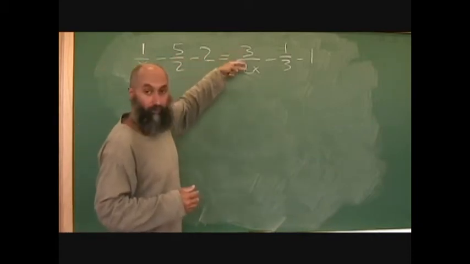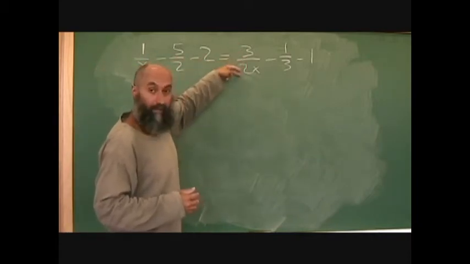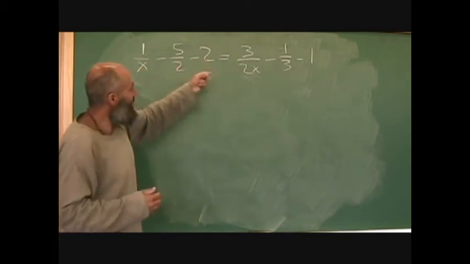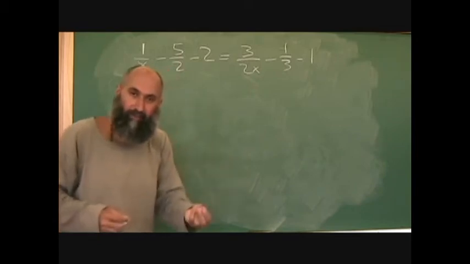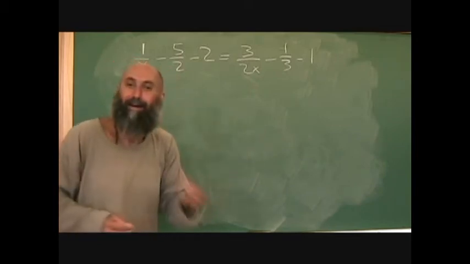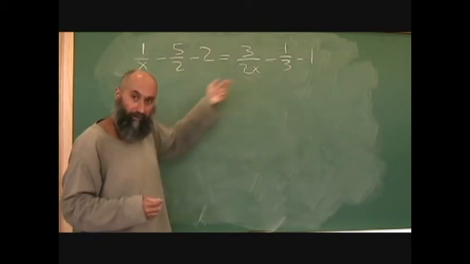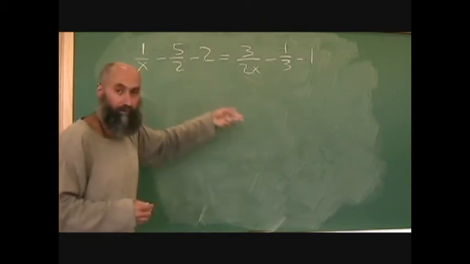So instead of having 2x over 3, we got 3 over 2x, as compared to the last questions we did. So what we're going to do is solve this equation again using both methods: multiplying the whole thing by the common denominator, or doing cross multiplication.